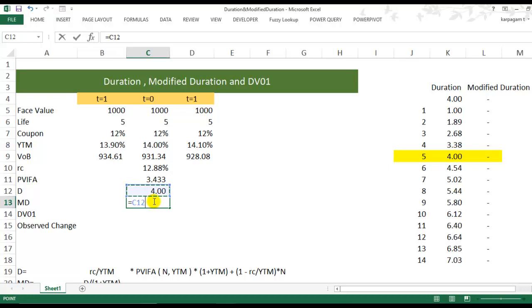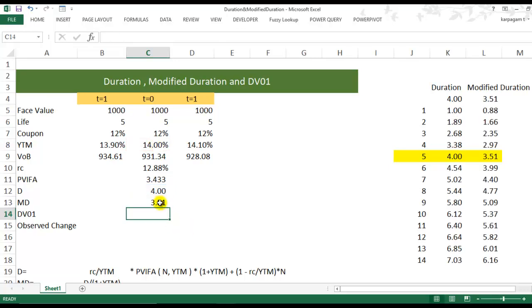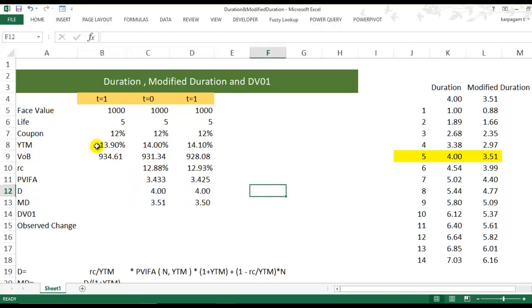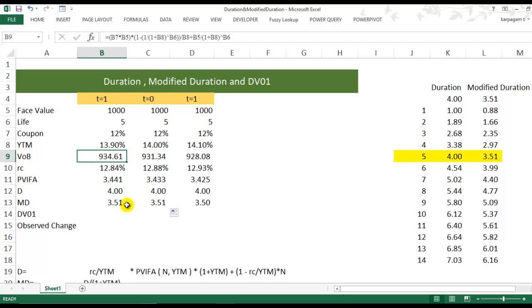Modified duration is the duration divided by 1 plus yield to maturity. 3.5. Now this is a time 0. In the next small time step T1, the bonds can fluctuate in value. If the interest rate goes up by 10 basis points, then the bond falls in value. And if the interest rate drops 10 basis points, then the bond increases in value.